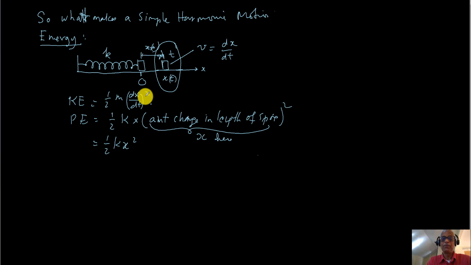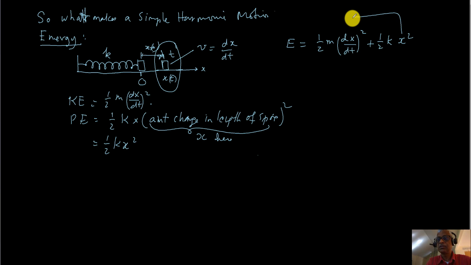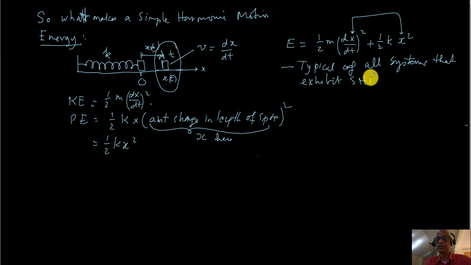So whenever you have energy made of two square terms, half m (dx/dt) square and half k x square, where x is the same variable in both, this is typical of all systems that exhibit simple harmonic motion, SHM.